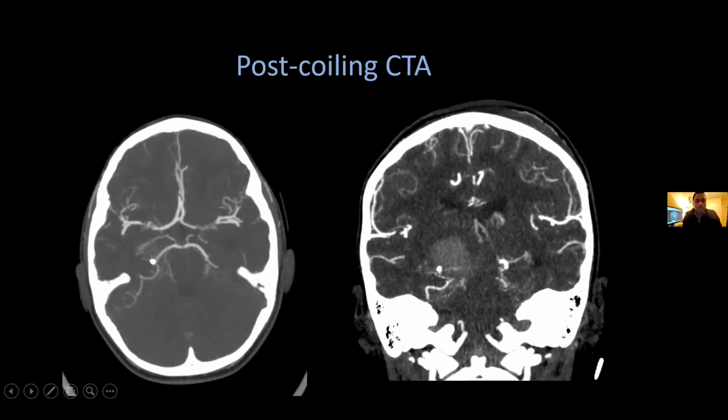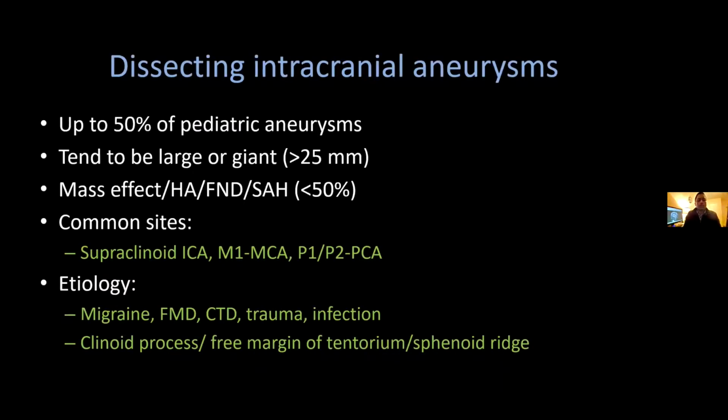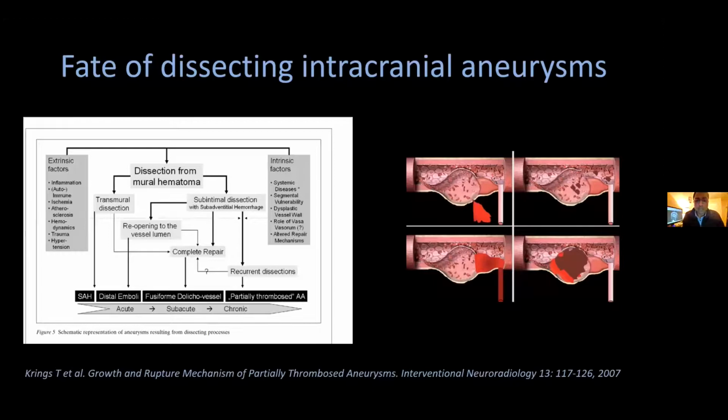So dissecting aneurysms are responsible for almost half of all pediatric aneurysms, and they often are quite large. The common locations are in the supraclinoid ICA, but also in the M1 MCA, on the ACA as it turns around the forks, as well as the PCA in this location that I showed you. So they can often present with bleed because if you look at these 4 pictures over here, it depends on what happens to the blood flow.